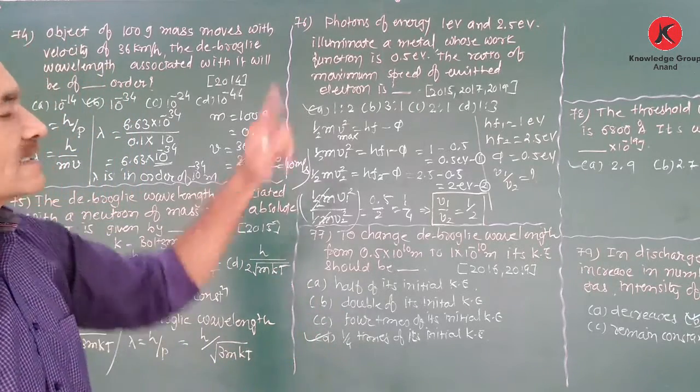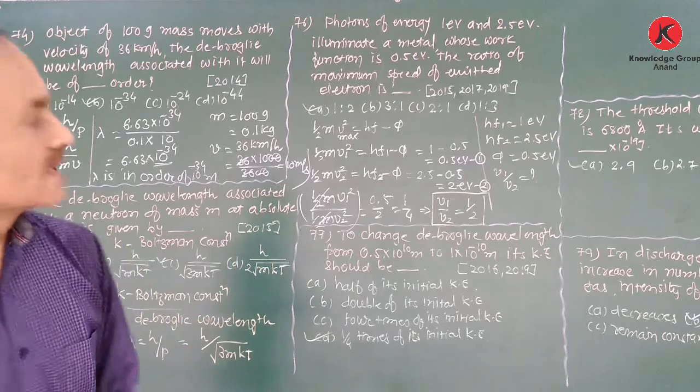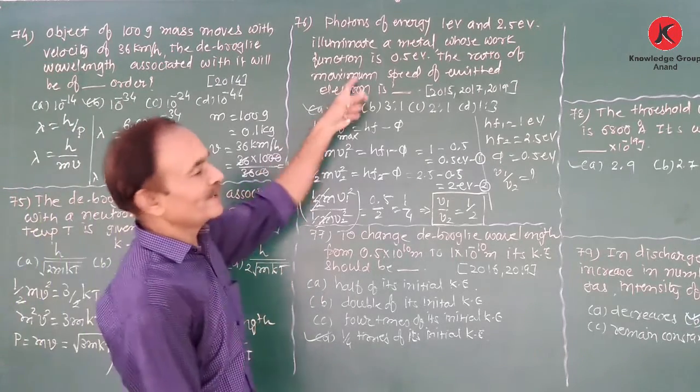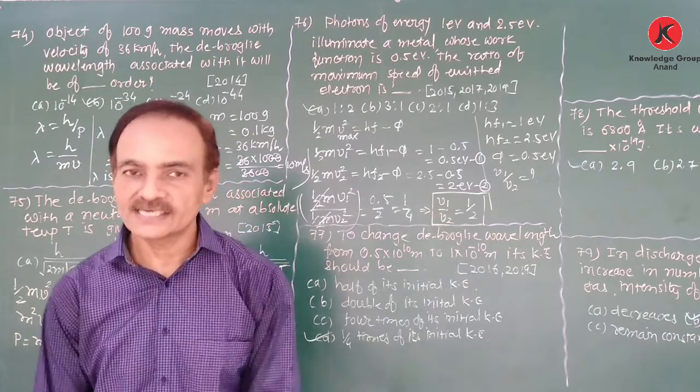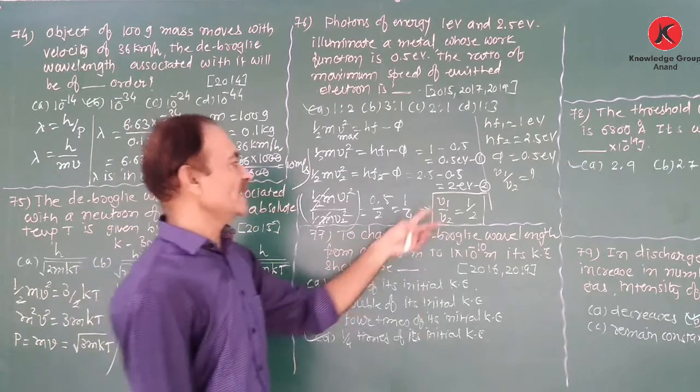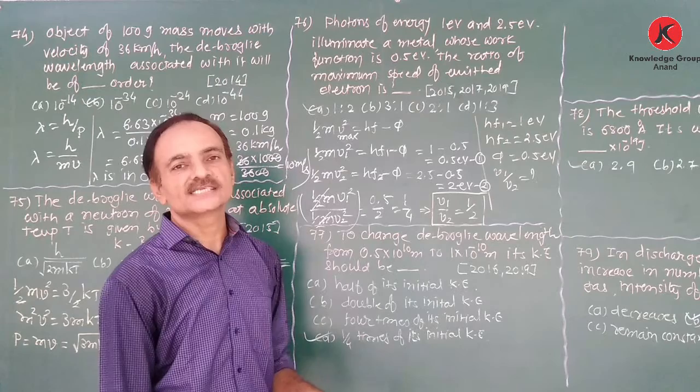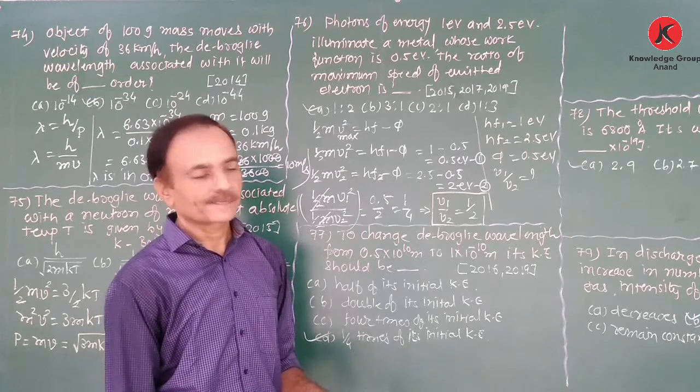But we require the ratio of the maximum speed of photoelectrons emitted, therefore V1 upon V2, so we have to take the square root on both sides. We obtain V1 upon V2 is equal to 1 by 2.